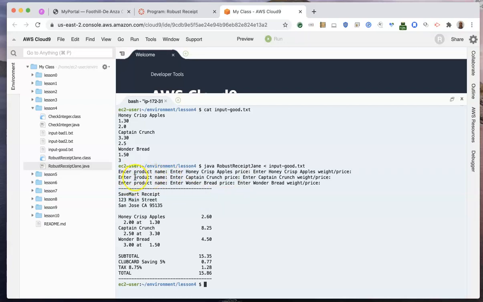But this is perfectly fine, right? And then you print the output. Notice all the decimals are nicely aligned and the receipt looks quite good. Let's look at the next one.